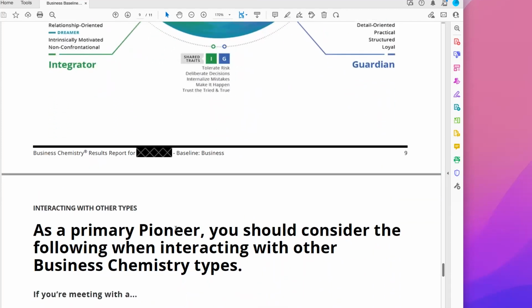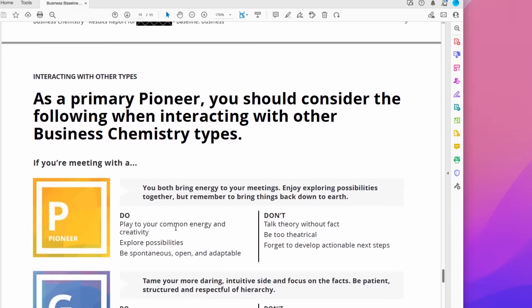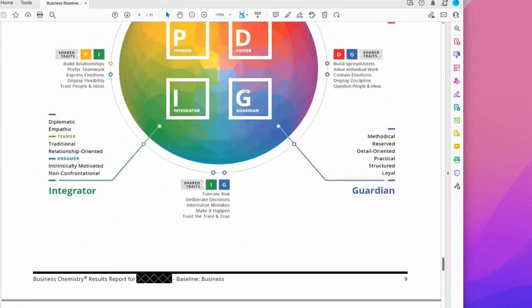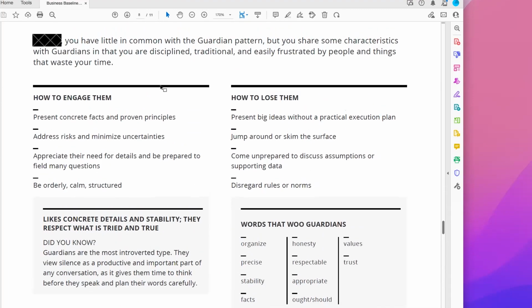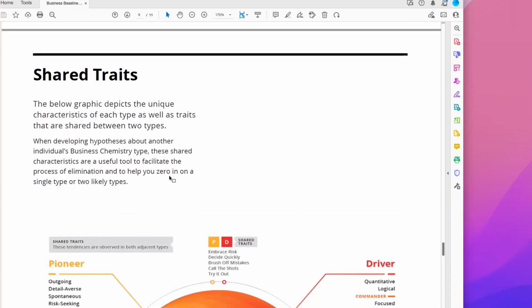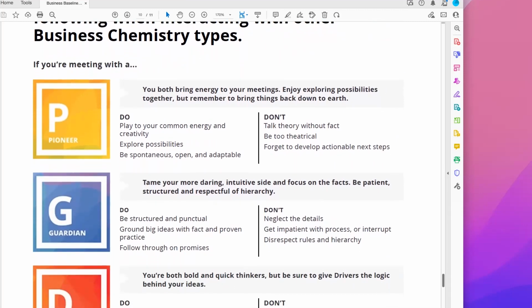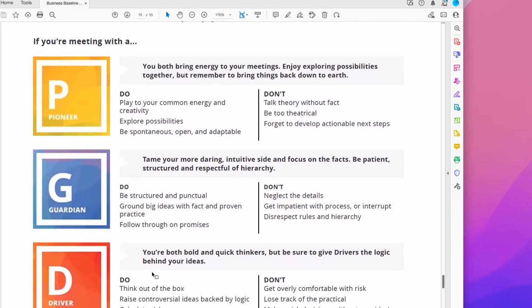As a primary pioneer, you should consider the following when interacting with other business chemistry types. So do this and don't do that. So that's just a rearrangement of the stuff that they were saying up here about how to engage them, how to lose them. So engaging them is, how do I go about a meeting with them, how do I explore possibilities? Yeah, okay. So to me, this is all there. Actually, I just think that we have a lot more to contribute to them than I think they're actually contributing to us.